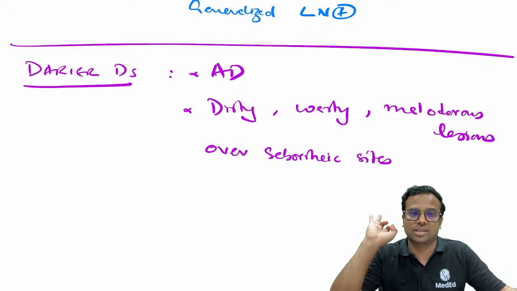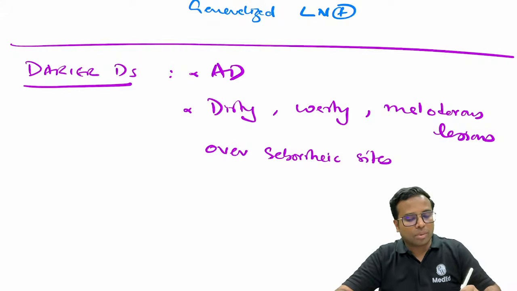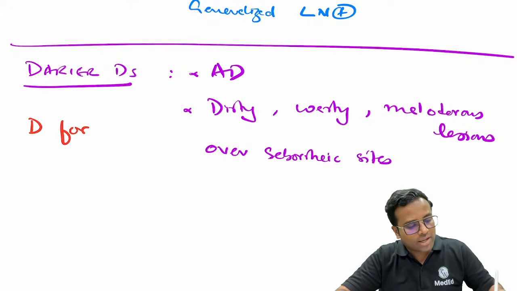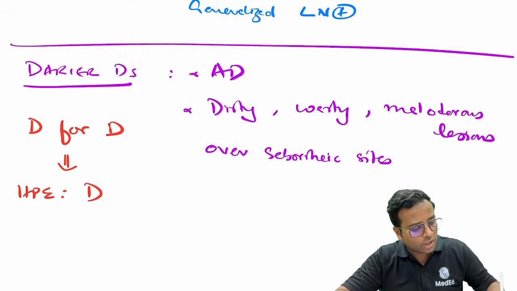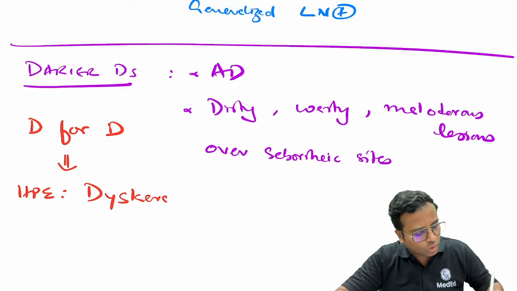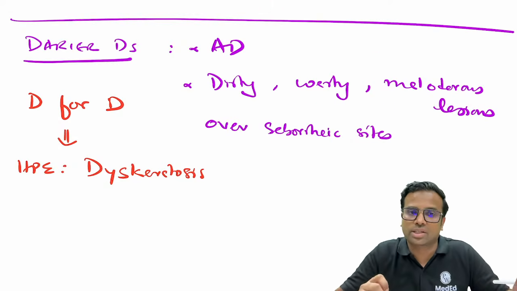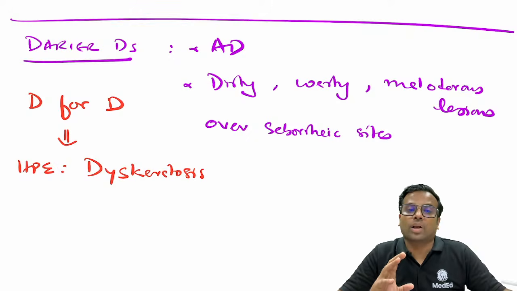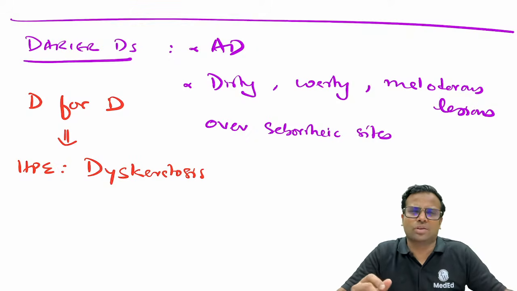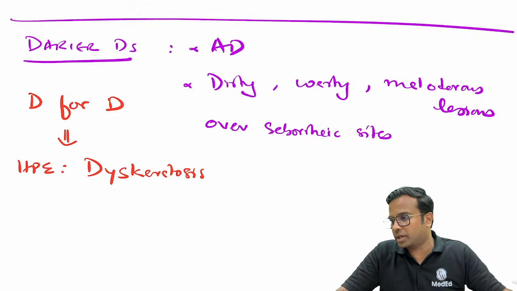So Darier's is easy: it does not look good, does not smell good, does not feel good, हो गया Darier's disease. And this Darier's disease, remember D for D. Matlab in Darier's, in the histopathological examination, you can see dyskeratosis. So there is a premature keratinization of the skin. So this is called as dyskeratosis. And in Darier's, you can treat the patient with something like isotretinoin.